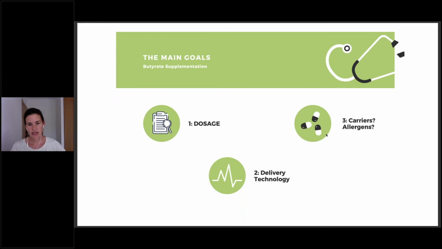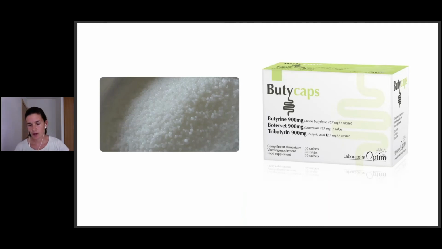In the case of Butycaps from Optim, the dosage of butyrate, in the form of butyrate triglyceride, is 900 milligrams per sachet. There are 60 sachets, and the delivery technology is one of the key things of the product, because it is a 100% fat product, free of allergens, and the butyrate is delivered in the colon, where it's needed. This microencapsulation technology is what makes it suitable.